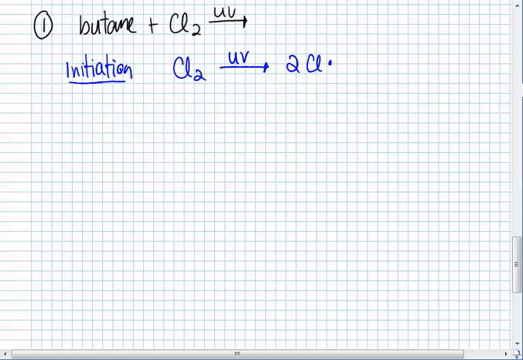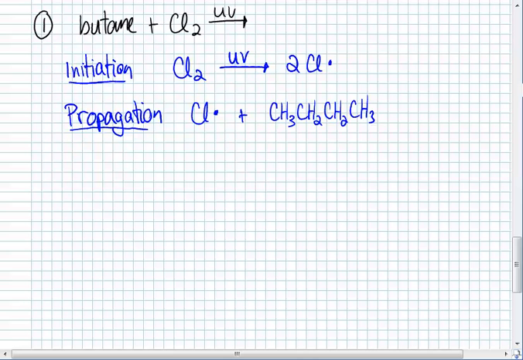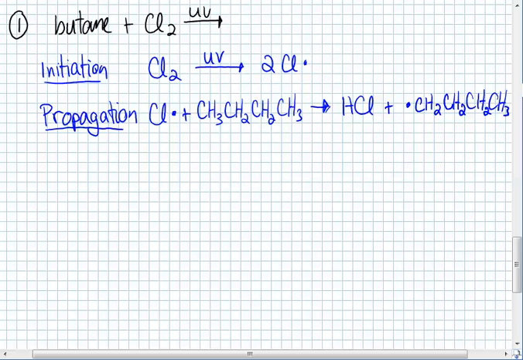Okay, so then the next step is propagation, and this is where I'm going to be producing new radicals. So take one of my radicals I just finished forming, my Cl radical, and react it with butane. Okay, and then we're going to say one of the hydrogens is going to be stolen by the chlorine to get HCl, and then we'll also produce a butyl radical. Okay, and there it is there. And it all sort of fits barely on my screen.